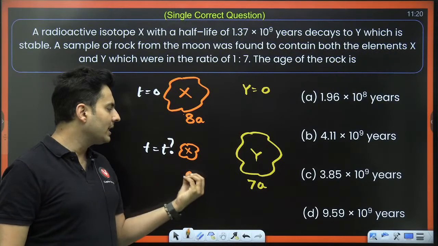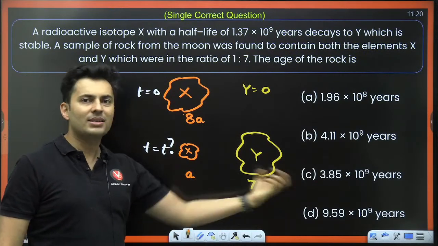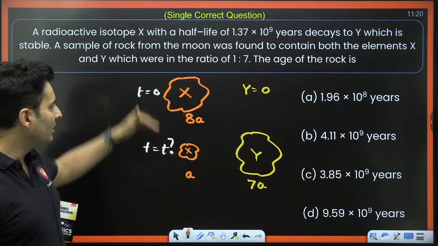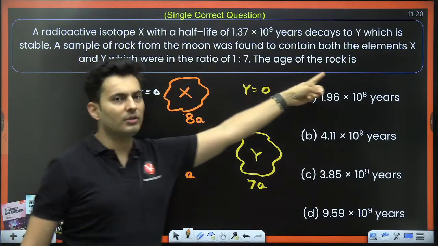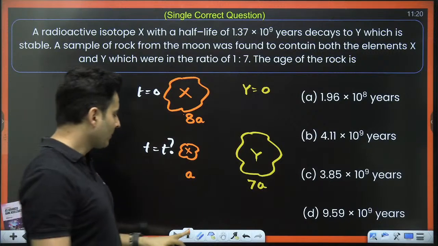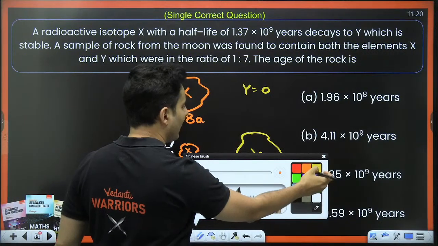So 8a got decayed, a was left, 7a was created into the stable compound. So this was the original rock. How much time has elapsed will be the age of the rock. So to find the age of the rock, we have to find how much time has passed by.